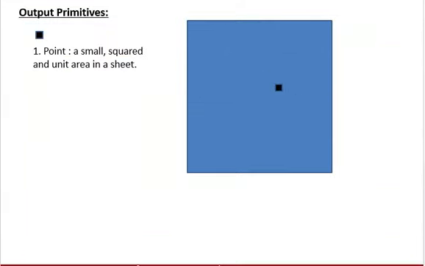Now the points. We all know a small, squared unit area is known as a point. In computer graphics, a point is the reference of the pixel. The pixel is a square shape and very small in size.